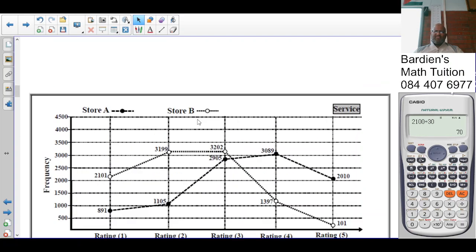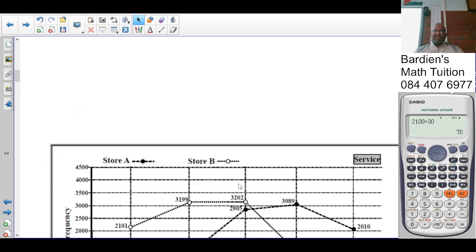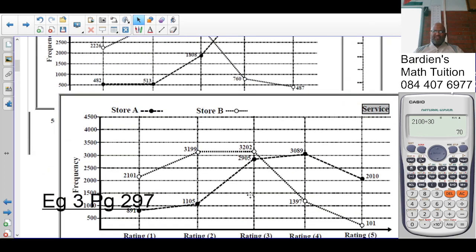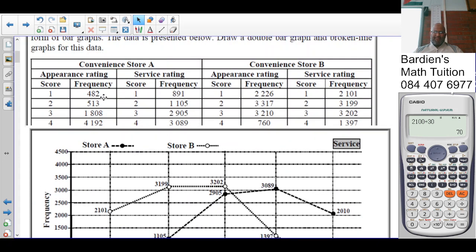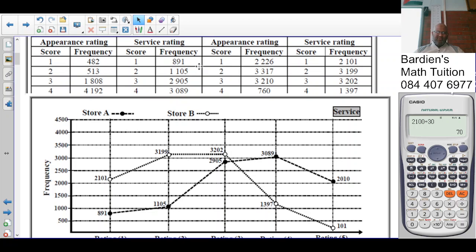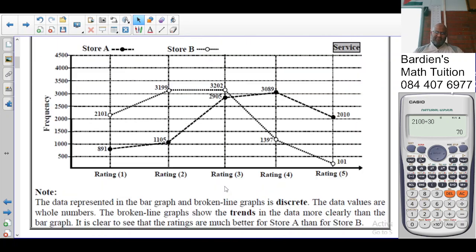Here they've rated the service. So they've drawn a broken line graph again for the service. So if you look here, the service. Again, they have a key here. Can you see that? So service station A is 892, whilst B is 2,101. And that is why I also draw the comparison between stores instead of categories or entities there. Okay.